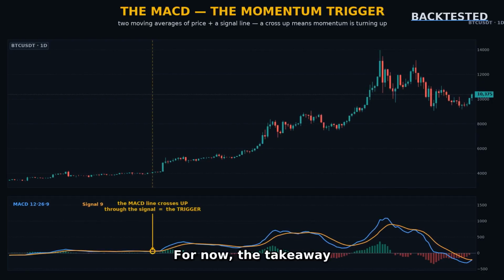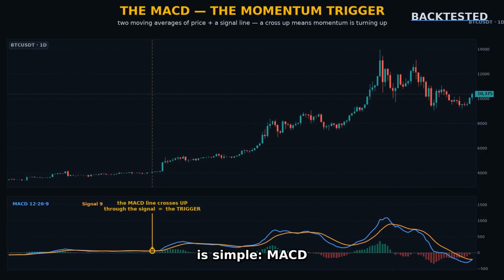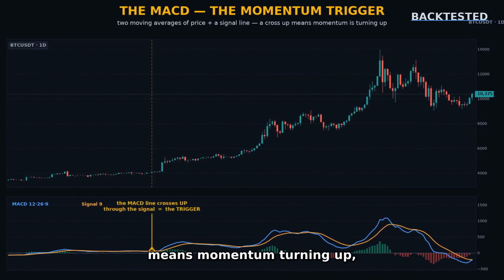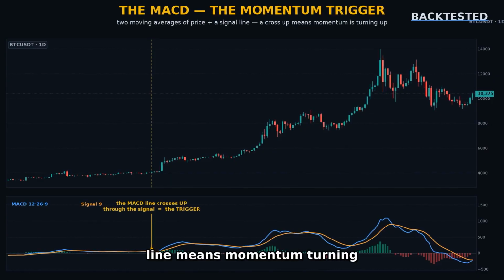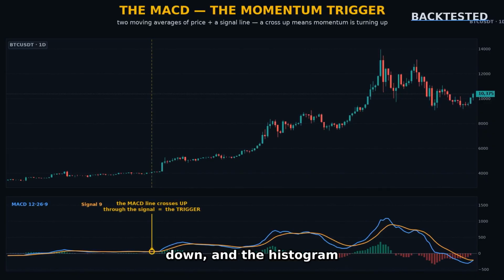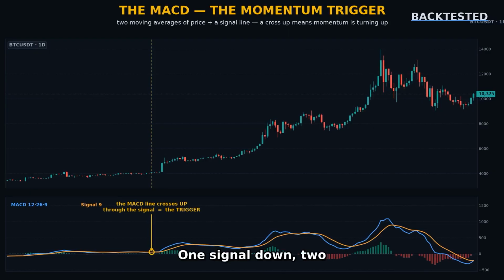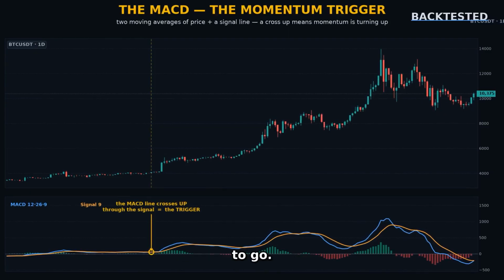For now, the takeaway is simple. MACD line over signal line means momentum turning up. MACD line under signal line means momentum turning down, and the histogram color makes it visible at a glance. 1 signal down, 2 to go.